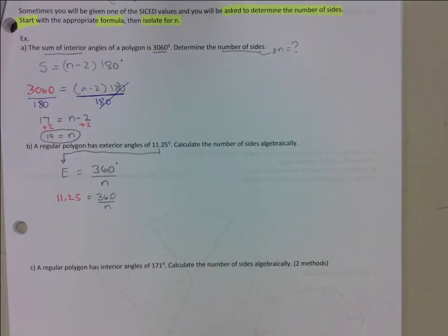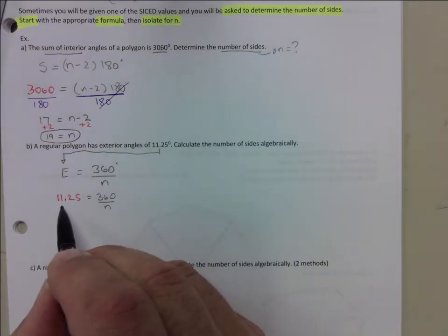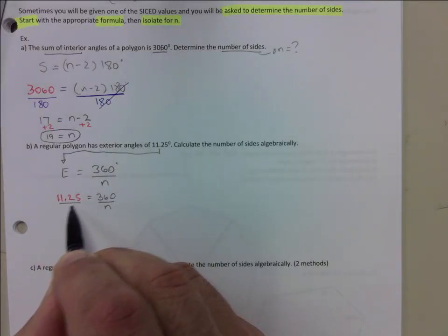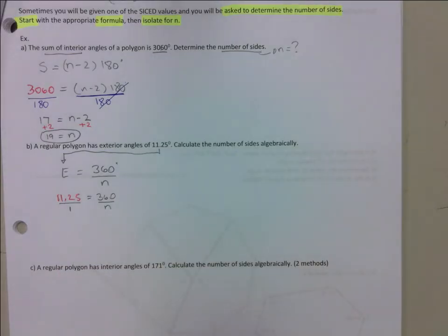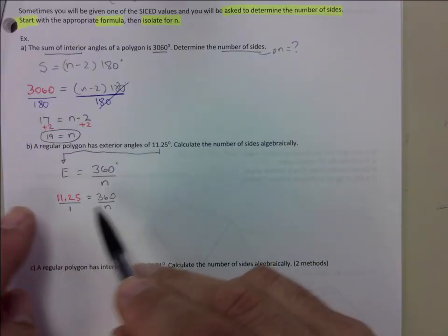What does this look like to you? We did that in the previous chapter. Does it look like a proportion to you? Got a fraction and a number on the other side. So I would say the easiest way for me to look at it is to put a 1 under 11.25. So now I have a proportion.